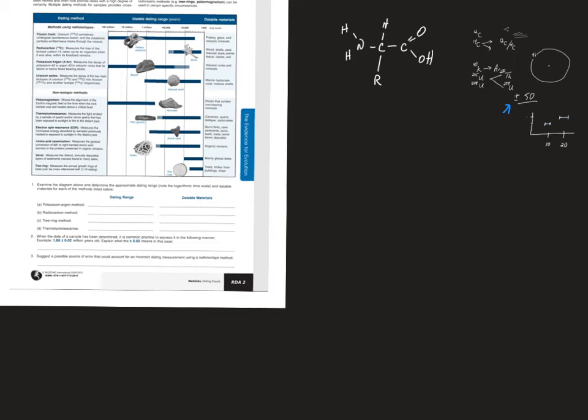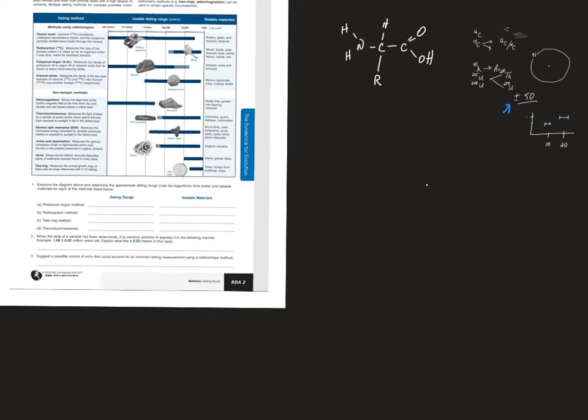So if they tell you, well, this particular dinosaur bone has been, no, a dinosaur bone wouldn't be radiocarbon dated. Let's see, what would they use? All right. I'm looking to see what they would use here.